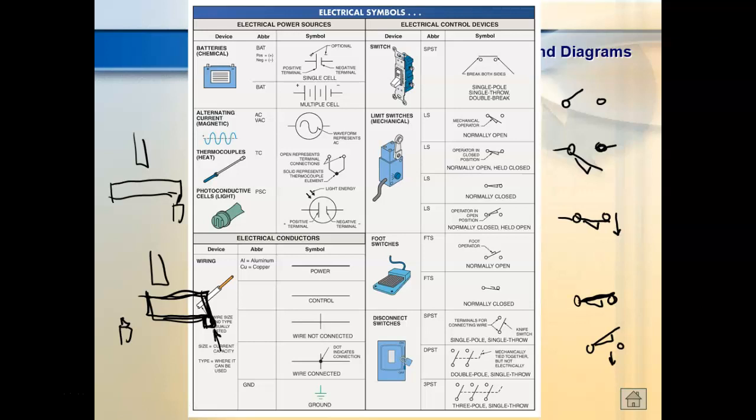So limit switches, this is why we have 4 different symbols, because we draw the symbol based on what the state of the limit switch is when the machine's at its park position. Are we okay?